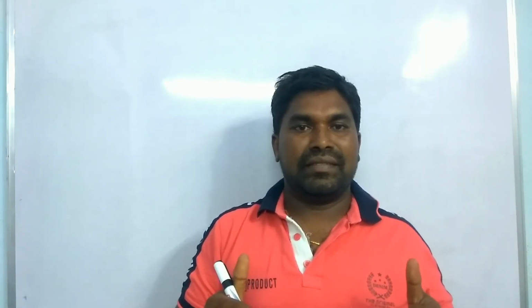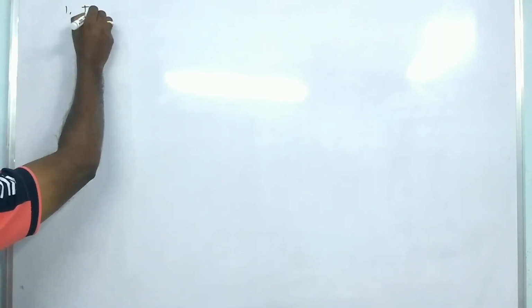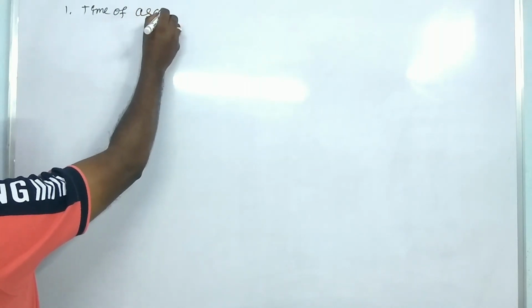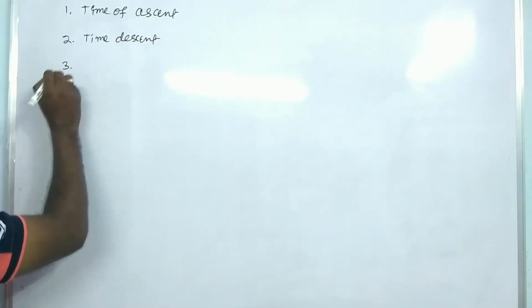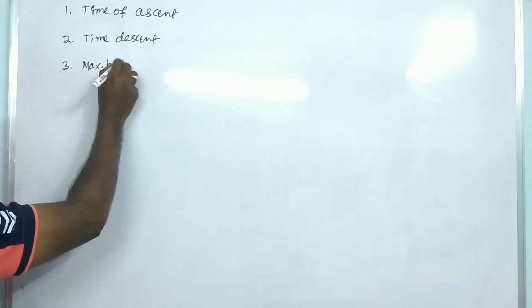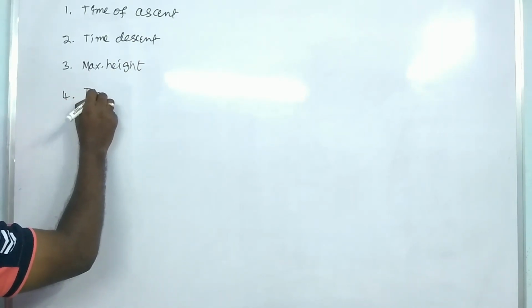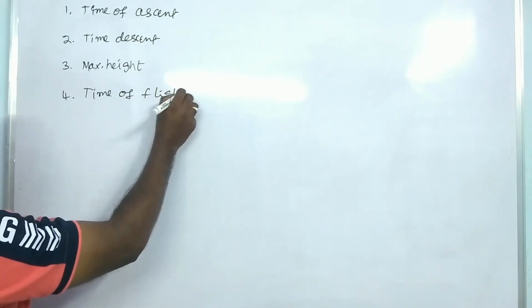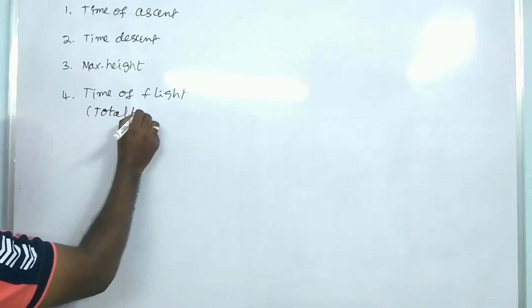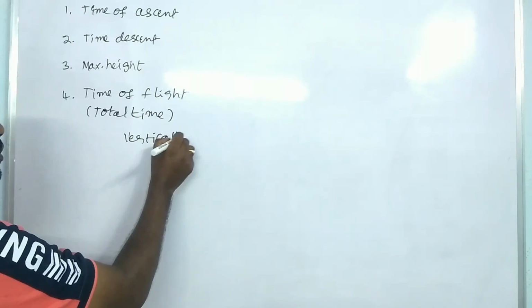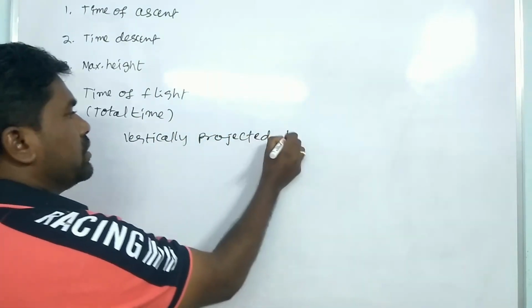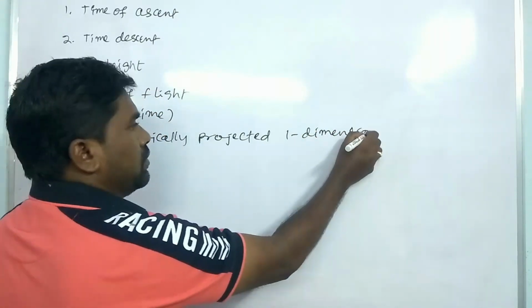Let us start our topic today. We are going to learn some variables in the vertically projected body. The first variable is time of ascent, the second is time of descent, the third is maximum height, and the fourth is time of flight, or the total time. These are the variables you have to learn in this video, and they must be explained in the case of a vertically projected body, that is one dimensional motion.